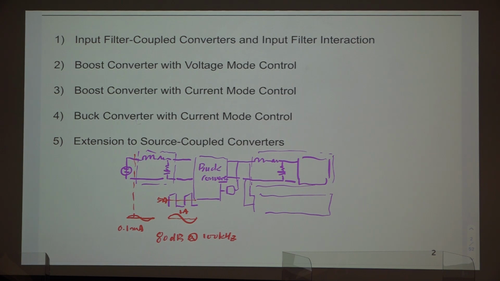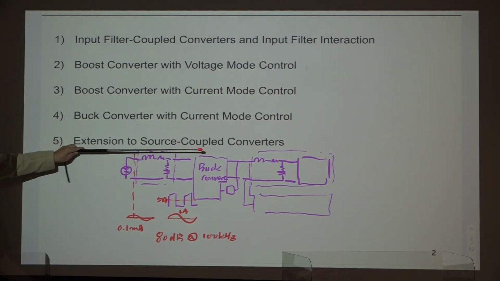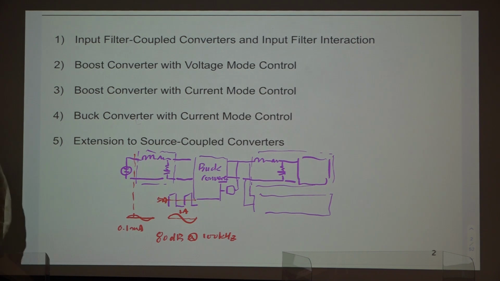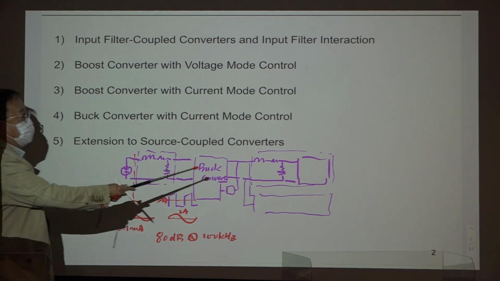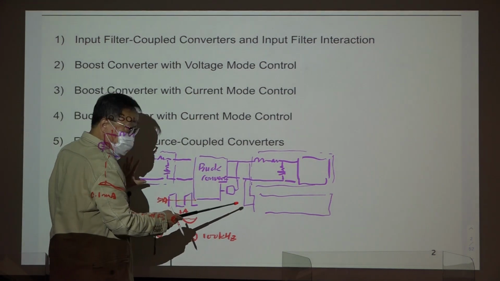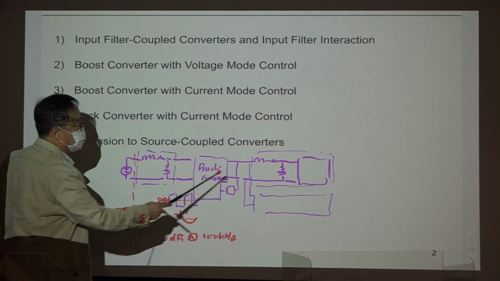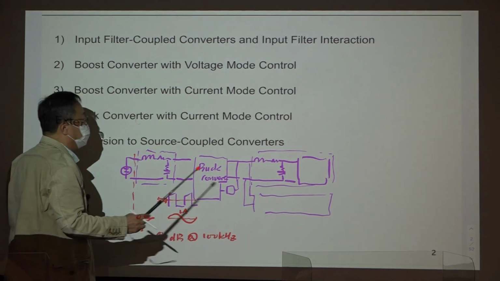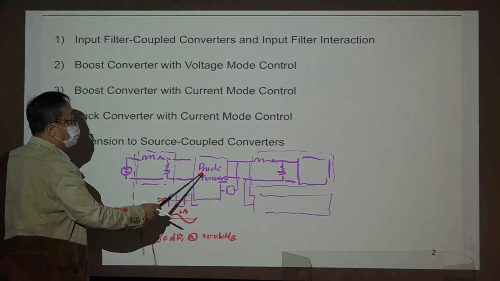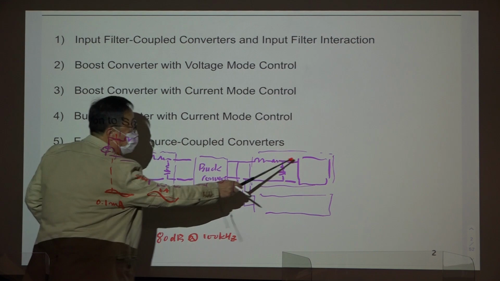All right, then the result can be easily extended to the source coupled converters, to apply the result for this type of converter. Basically, they are the same. We are talking about the source impedance seen from here and the interaction between the source impedance and the input impedance of this converter or this converter.